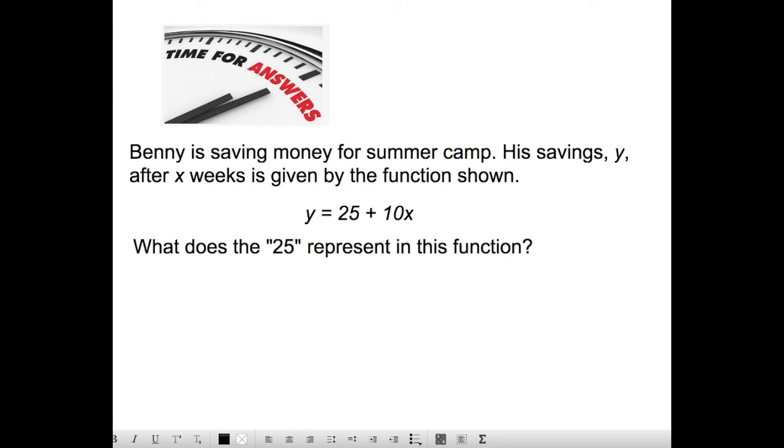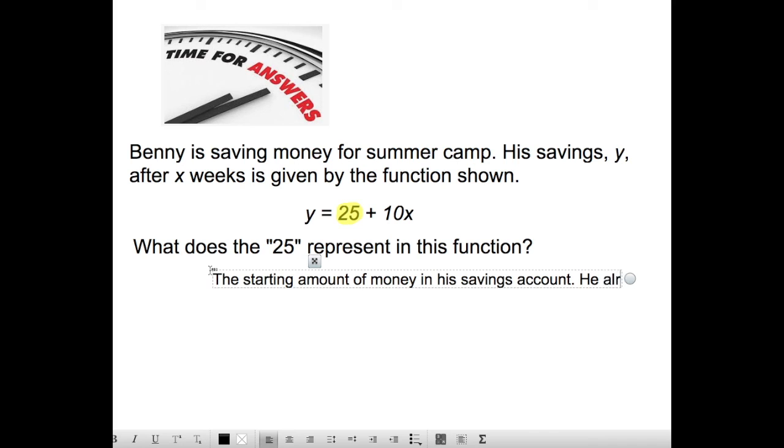The 25 in this function is the constant, or the b value. So it means that he already had $25 in his account at the beginning of the time period that he was saving. And then the 10x represents that he's saving $10 every week. So in this case, the 25 is the starting amount of money in his savings account.